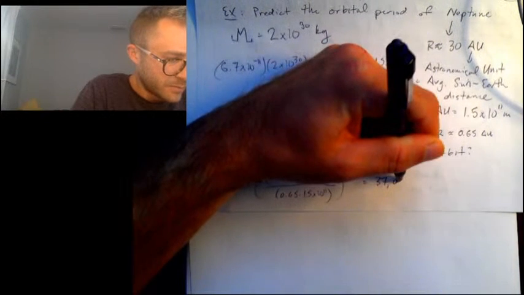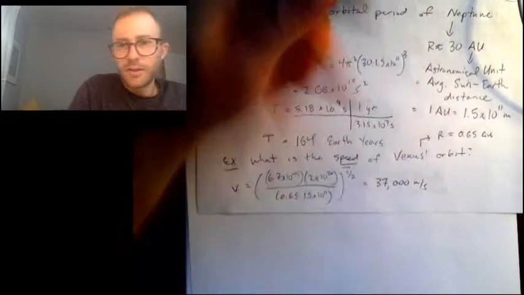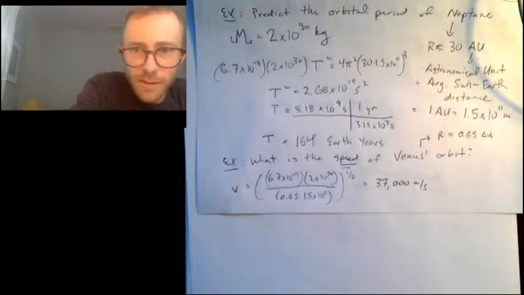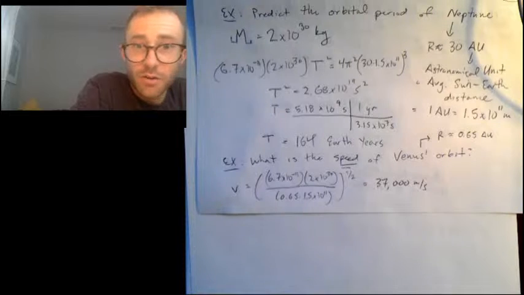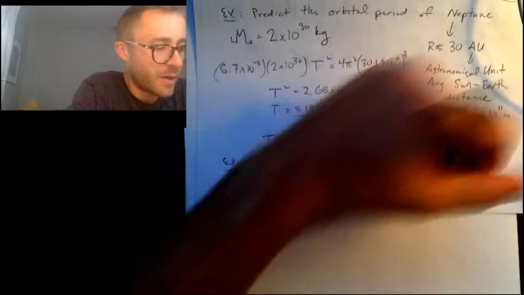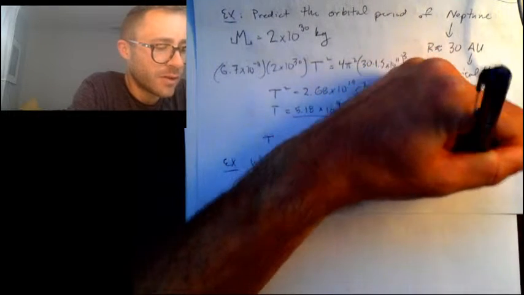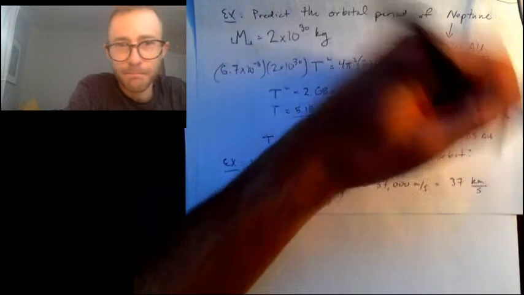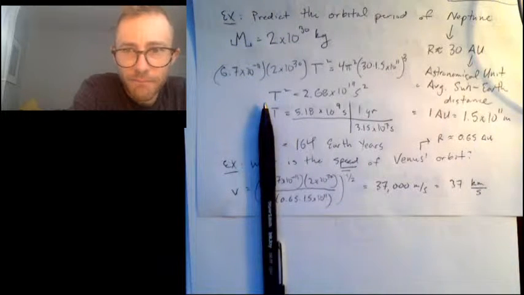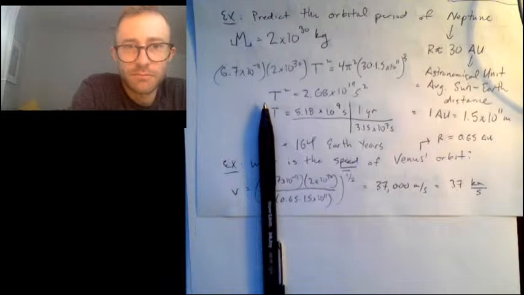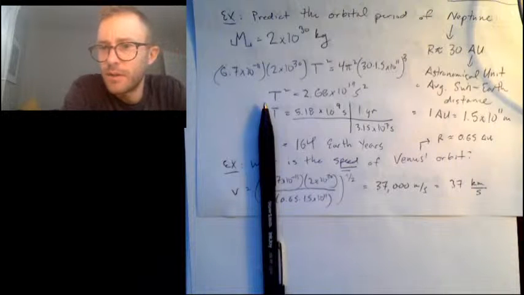And we get 37,000 meters per second. Typically, orbits are stated in kilometers per second, so you divide by 1,000. So this is about 37 kilometers per second. All right. So that's a typical orbital speed, in kilometers per second. Kilometers per second. Very fast.